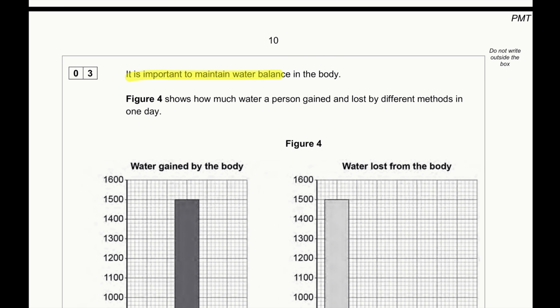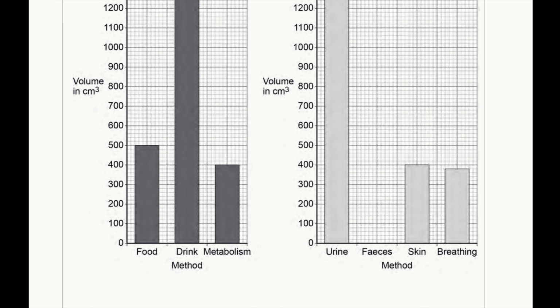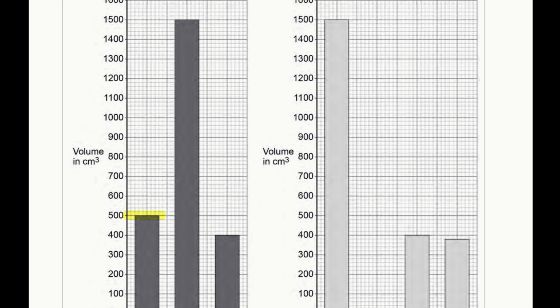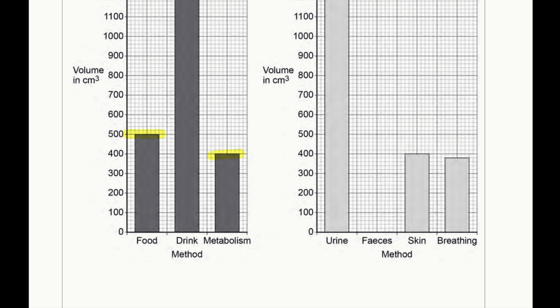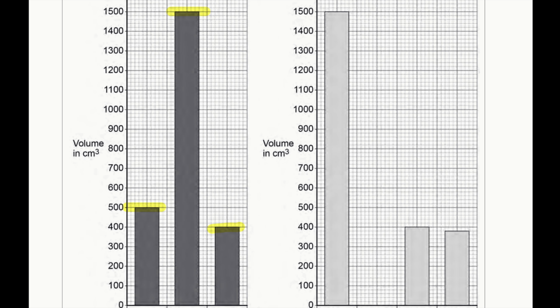It is important to maintain water balance in the body. Figure 4 shows how much water a person gained and lost by different methods in one day. So water gained by the body, we can see here 500, 1500 and 400. Whereas water lost in urine is 1500, skin 400 and breathing is 380.